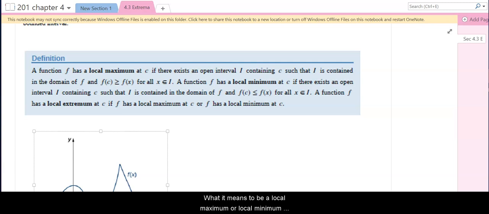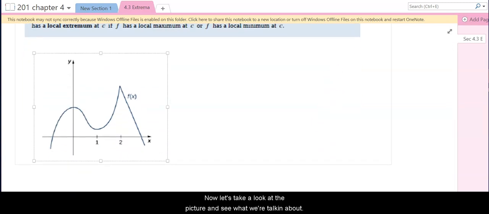What it means to be a local maximum or a local minimum means that there is an open interval about that location, x equals c, where the y value at c is either greater than or equal to all other y values within that interval, or it is lower than all other y values within that interval for a minimum. Now let's take a look at the picture and see what we're talking about.